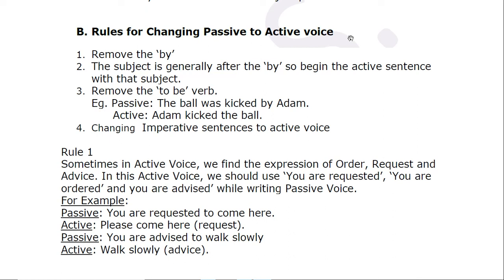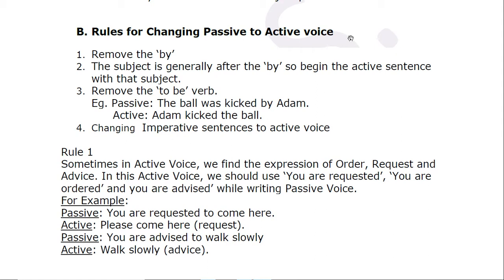Good morning, children. As I have already taught you the active voice and how to change from active to passive, now we'll learn it the other way around. That is, how to change passive voice into active voice. When you made passive voice, you added the to be verbs. So, when you're making active voice, you have to remove them. Okay? And the second point you have to remember is that whatever is after by, that is your subject.